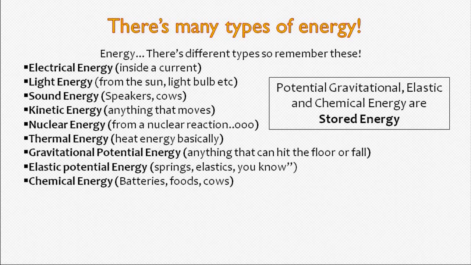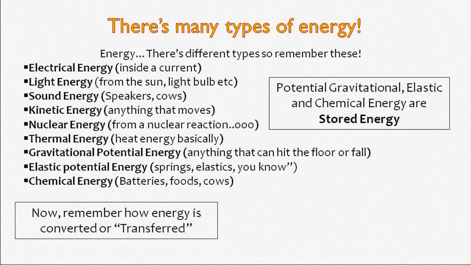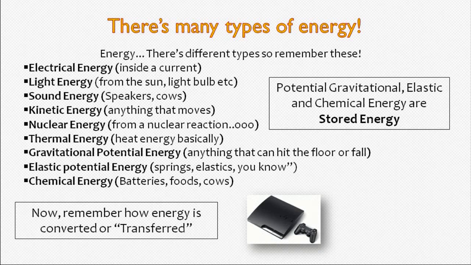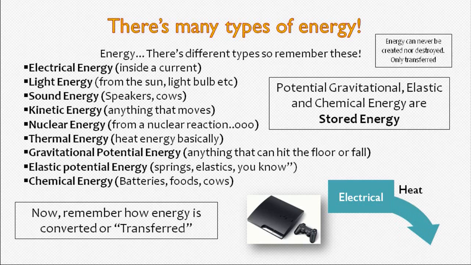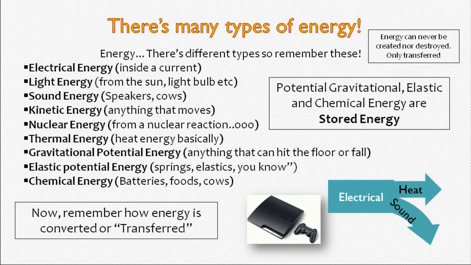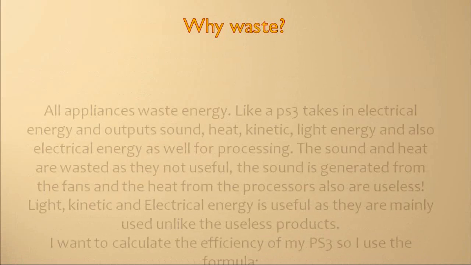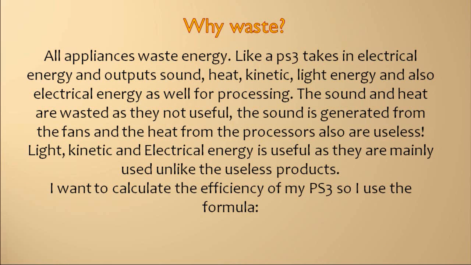Now remember how energy is converted or transferred. Take a PS3: the electrical energy is converted into heat, and then it is also converted to sound energy. Why the waste? All appliances waste energy. A PS3 takes in electrical energy and outputs sound, heat, kinetic, light and electrical energy, as well as processing. The sound and heat are wasted as they are not useful. The sound is generated from the fans, and the heat is generated from the processors or chips inside the components. They are also useless. Light, kinetic and electrical energy are useful as they are mainly used, unlike the useless products.